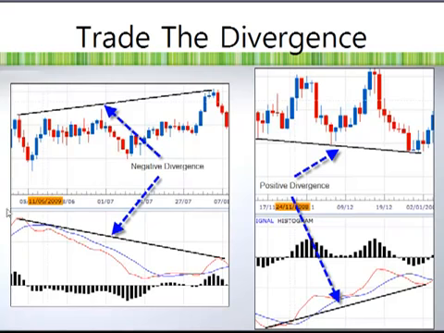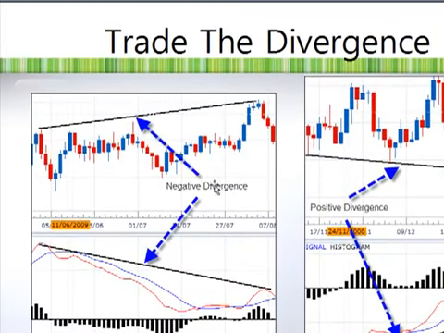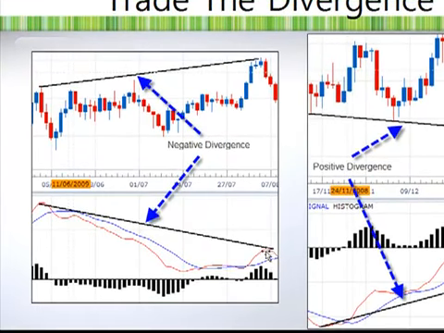You can see on this picture here, we call this a negative divergence. Why? Because the price is making a higher high. Can you see that? The price is making a higher high, but the MACD is making a lower high. You can see this high here is lower than here. You can see the divergence. This is making a higher high, this is making a lower high, and this is called negative MACD divergence. And once this starts to appear, it's a telling sign that the price is going to move down.